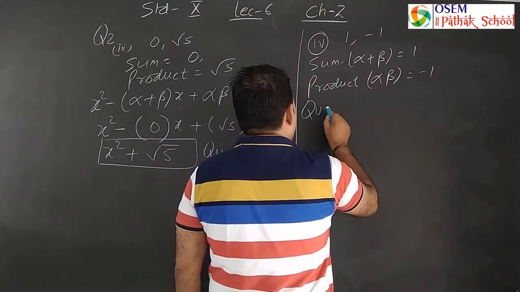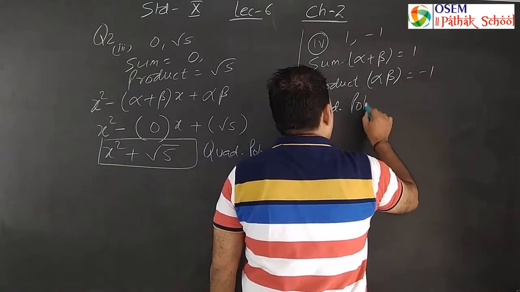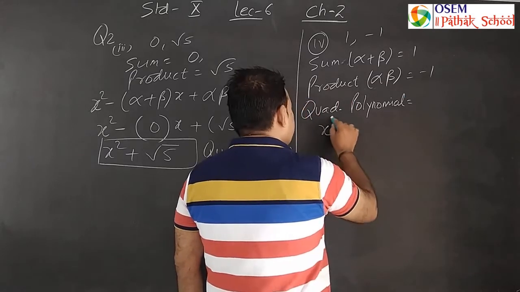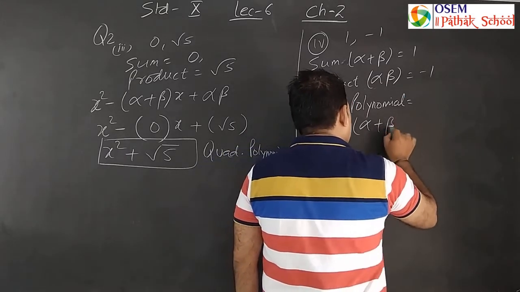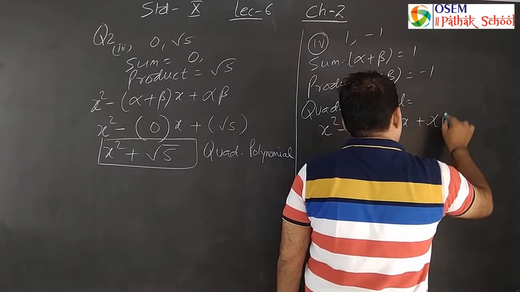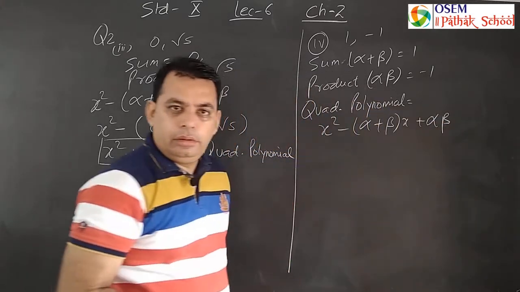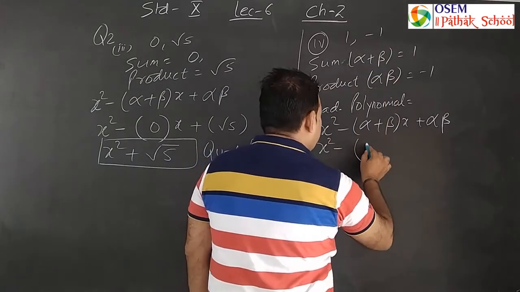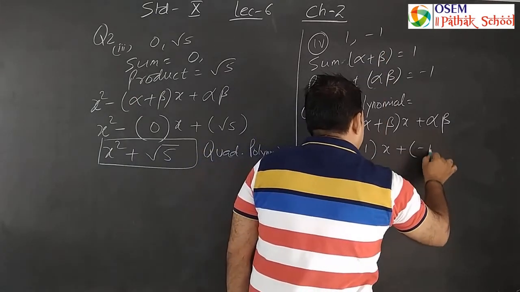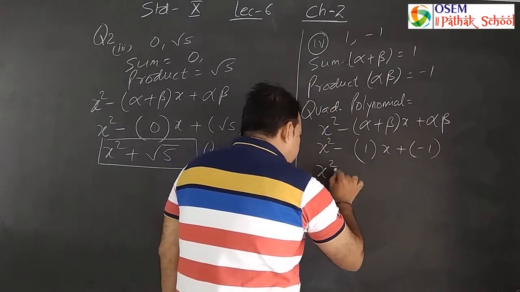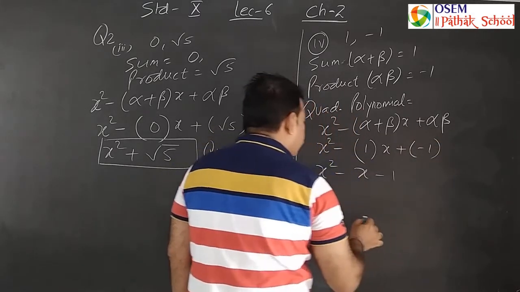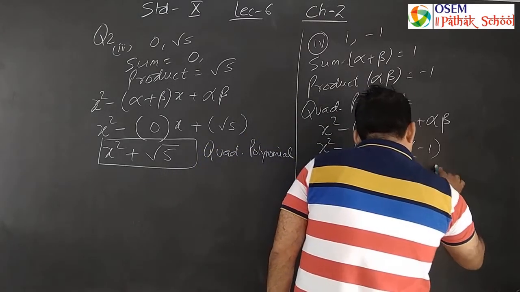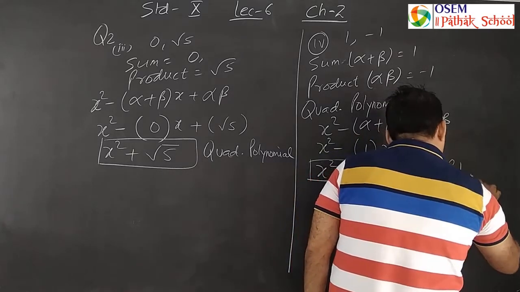So the quadratic polynomial is x square minus sum x plus product. This was the formula. Now insert the values. Sum is 1, product is minus 1. So x square minus x minus 1 becomes the quadratic polynomial.